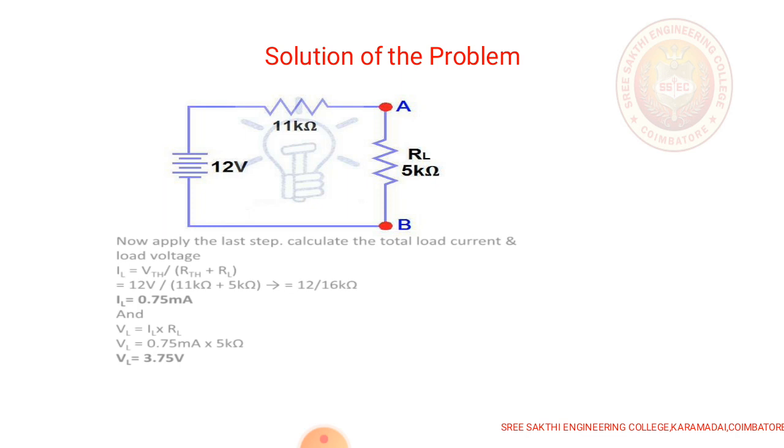In this circuit we need to calculate the total load current and load voltage. Load current is equal to VTH by RTH plus RL. Using this formula, applying the values, we get IL equal to 0.75 milliamps, and the load voltage is equal to IL into RL. So using the values of IL and RL, we get VL, which is equal to 3.75 volts.